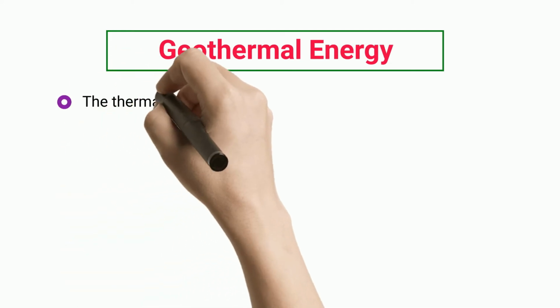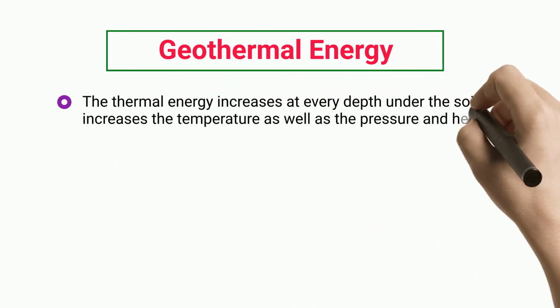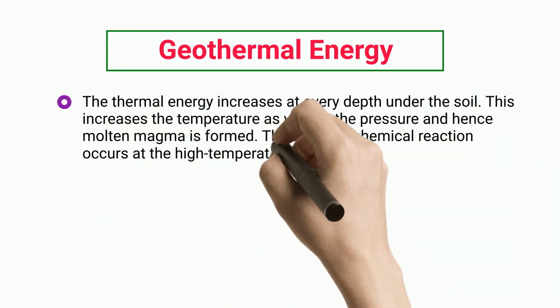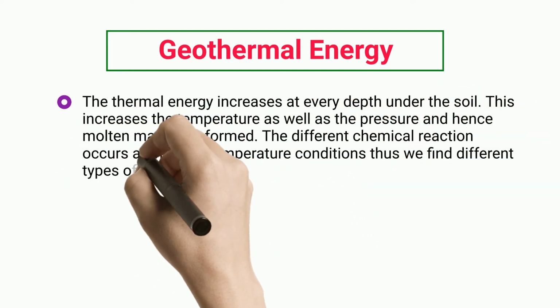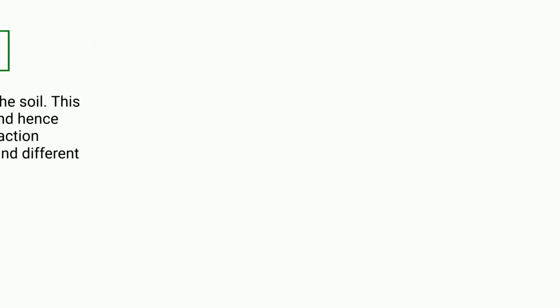Geothermal energy. The thermal energy increases at every depth under the soil. This increases the temperature as well as the pressure, and hence molten magma is formed. Different chemical reactions occur at the high temperature conditions, thus we find different types of rocks and minerals at different depths.